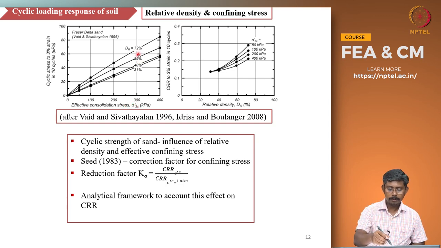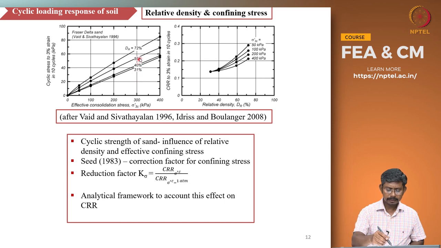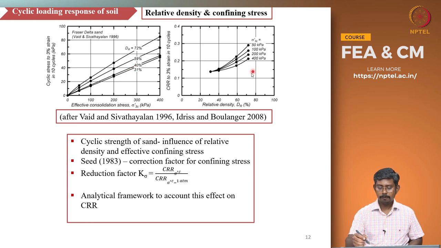So for relative density, the influence of relative density can be seen here. With the increase in relative density for any given confining pressure, it can be seen that the CRR increases. So this is the influence of relative density on cyclic resistance of sand. When it comes to the influence of confining stress, it can be seen that for a given relative density, the cyclic resistance decreases with increase in confining stress. So these are important aspects that are to be accounted to simulate the soil liquefaction.